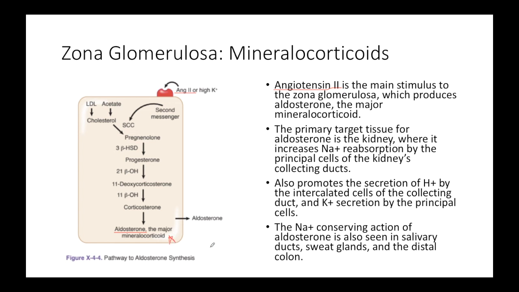And the primary target tissue for aldosterone is the kidney, where it increases sodium reabsorption by the principal cells of the collecting ducts. It also promotes secretion of hydrogen by the intercalated cells and potassium also by the principal cells. And this sodium conservation action is seen not only in the kidney, but also in the salivary ducts, sweat glands, and the distal colon.